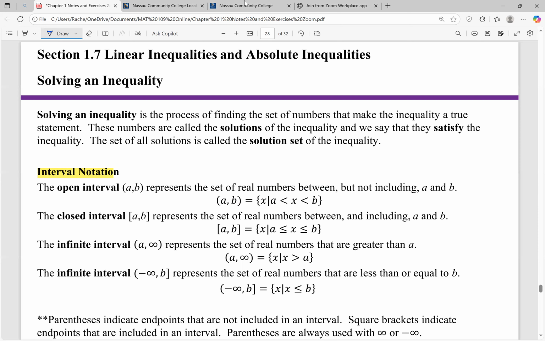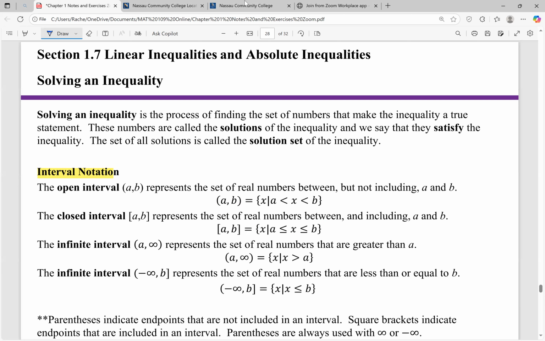If we were to use a closed interval with the square brackets, that represents the set of real numbers between and including A and B. So here, this interval goes from A to B, including A and B. And then we could also use set builder notation where this reads all values of X such that X is greater than or equal to A and less than or equal to B. So everything in between, including A and B.